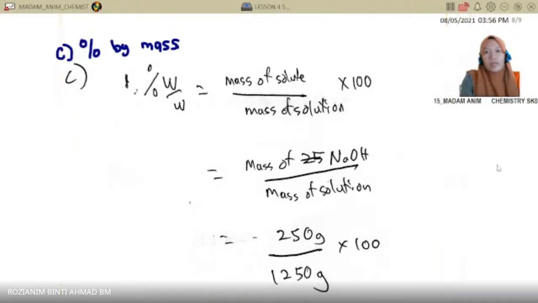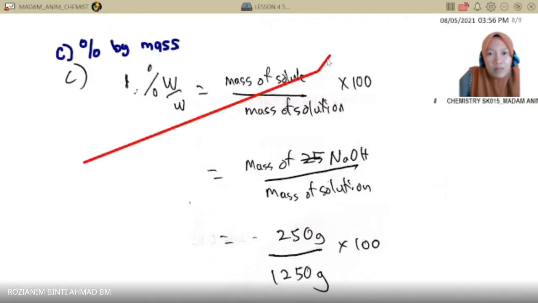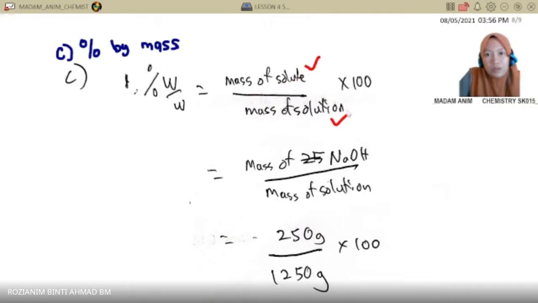Okay, good. So, kita check. The question is calculate percentage by mass. The first interpretation, dia interpret dulu. Definition: mass of solute over mass of solution, times 100. So good, correct. Formula dia dapat 1 markah.